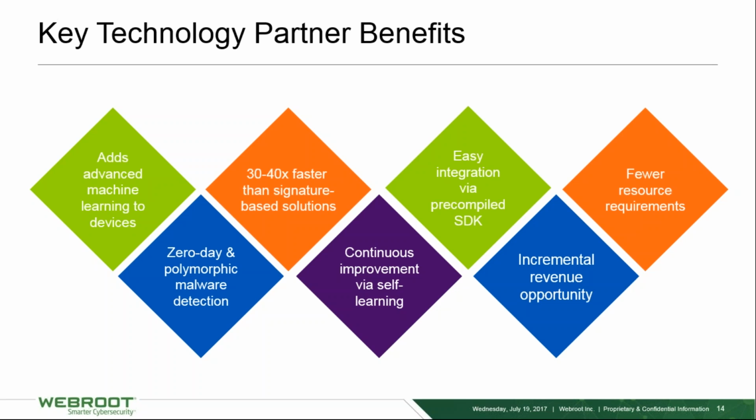So this slide actually highlights some of the partner benefits that we see with this technology. First, we're adding this advanced machine learning technology to devices to either give our partners' devices an incremental benefit, a feature, a capability that they didn't previously have, or to augment a capability. If they're already using some type of signature-based network AV, we can either replace that or sit side by side with it, maybe in front of it, to increase the effectiveness.